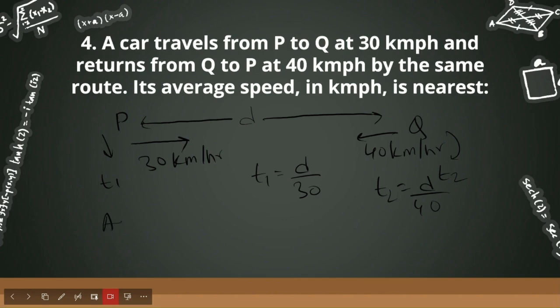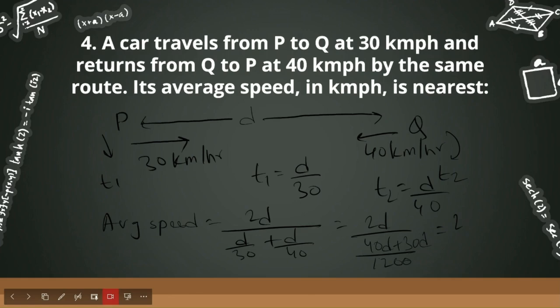So what's the average speed? It's 2D by the total time, which is T1 plus T2. It's D by 30 plus D by 40. So 2D by, let's take the LCM. So the LCM comes out as, let's take this as 120, 40D plus 30D.